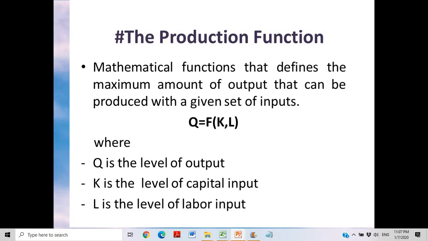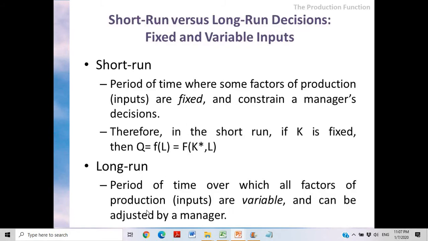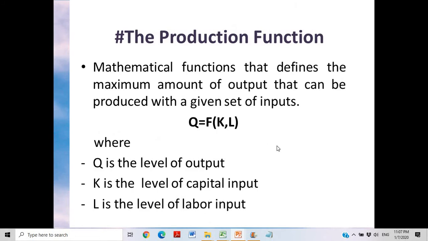The production function is a mathematical function that defines the maximum amount of output that can be produced with a given set of inputs. Production function looks at the maximum amount of output with given inputs. Meaning, in simpler words, how much we can produce with the resources that we have.